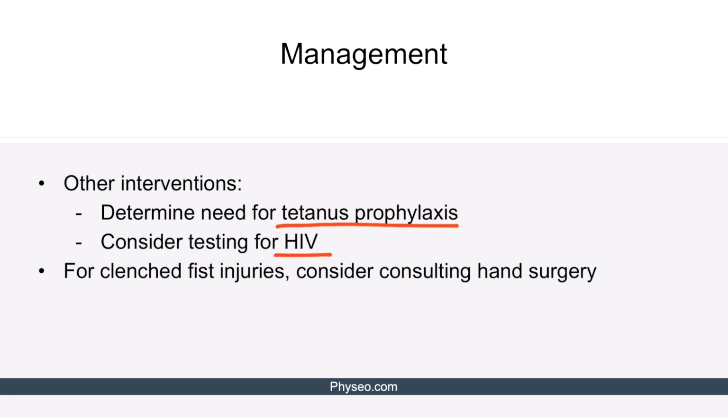Now, for clenched fist injuries, you're also going to consider consulting hand surgery because of that high likelihood of infection or damage to the joint space. So right there, it's all about location. So the MCP joint, think hand surgery.